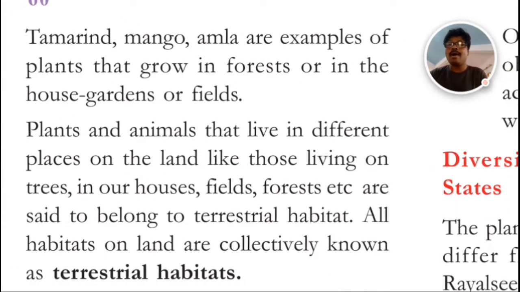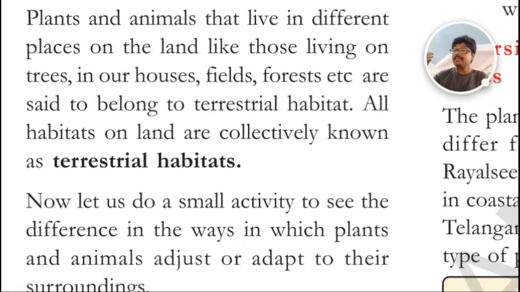Tamarind, mango, amla are examples of plants that grow in forests or in the house, garden or fields. What are the examples given here? Tamarind, mango, amla, etc. These are examples of plants that grow in orchards. Yes, plants that grow in forests also. And plants and animals live in different places on the land, like those living on trees, in our houses, and in fields and forests, etc. So, all habitats on land are collectively known as terrestrial habitat. Very good, terrestrial habitat. Right. Next, let's move forward.